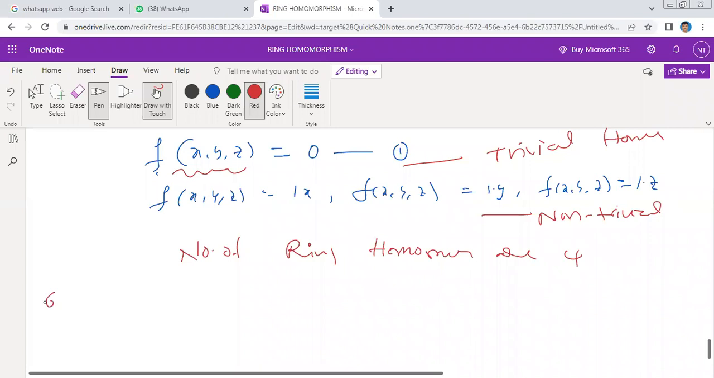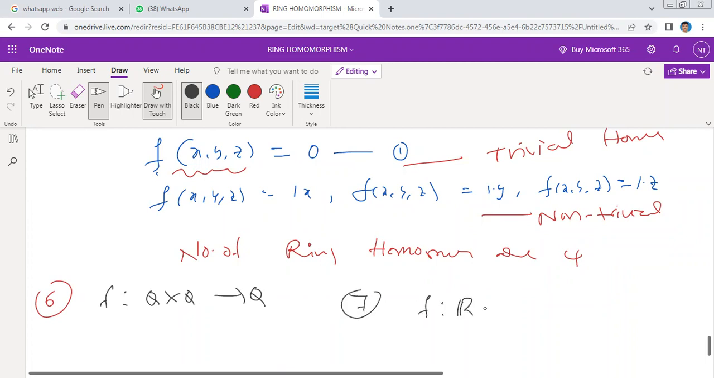Yeah. Sixth question. Suppose I'm taking another ring. f is a mapping from Q cross Q to Q. Seventh one: f is a mapping from the ring of real numbers, R cross R, to R. Yeah, please tell me that.